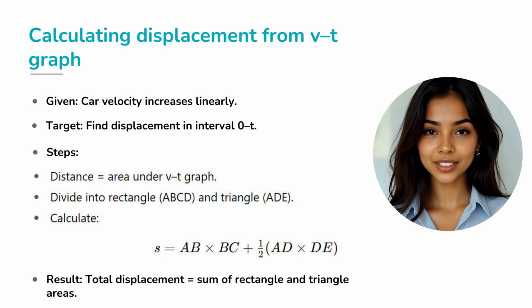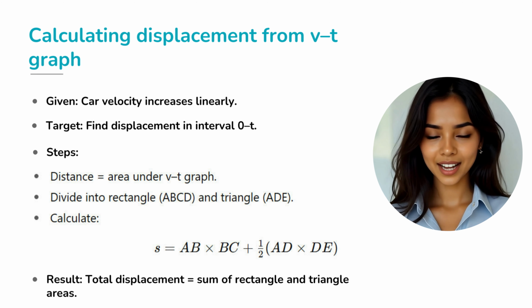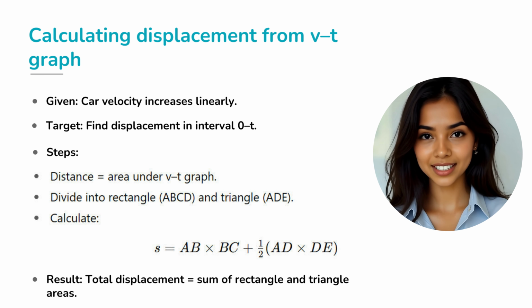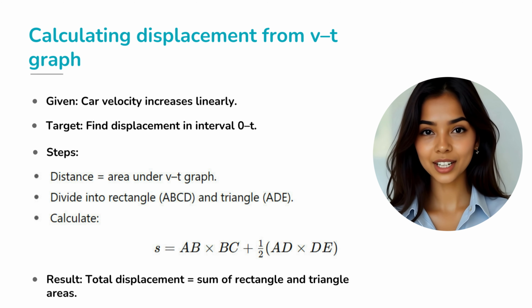Let's work through a solved example. Suppose a car starts with uniform acceleration as shown in the figure. The velocity-time graph forms a trapezium. To calculate displacement, we find the area under the graph. We split it into a rectangle ABCD and a triangle ADE. So, S equals AB multiplied by BC plus half of (AD multiplied by DE). This gives the exact distance traveled by the car in that time.